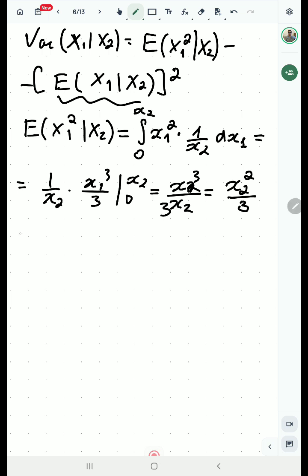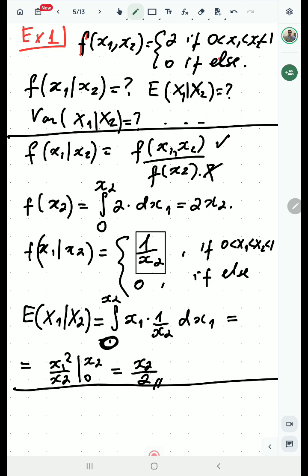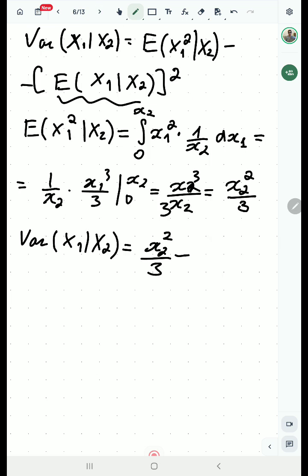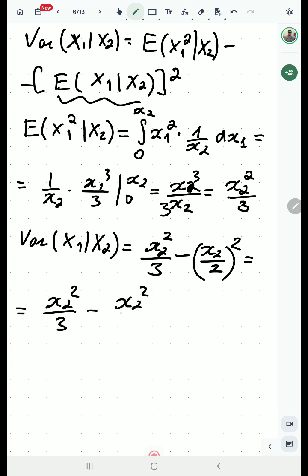Now we're ready to go. You can find the variance easily. The variance of x1 given x2 is nothing but x2 squared over 3 minus, so what is the conditional expectation of x1 given x2? It's x2 over 2, right? So x2 over 2 squared. And that gives you x2 squared over 3 minus x2 squared over 4, and that is going to give you x2 squared over 12. That is the answer.